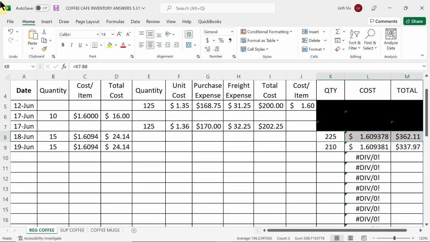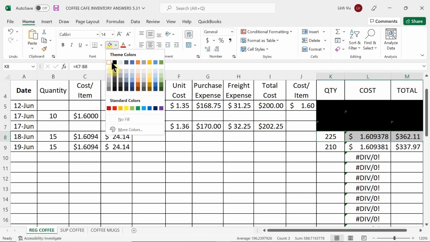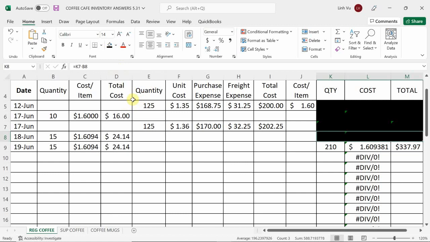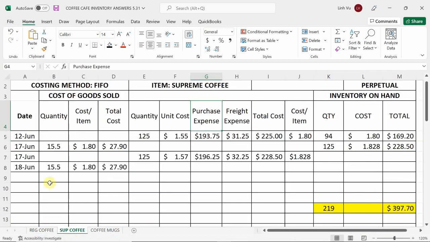So if I were to sell 1,000 of those units, that extra penny, you would probably lose $1 out of that. Okay. So I'm going to black this out, because I don't need to see that. Right now I'm worried about what I have available on hand, which is 210 at $1.609381. Good.